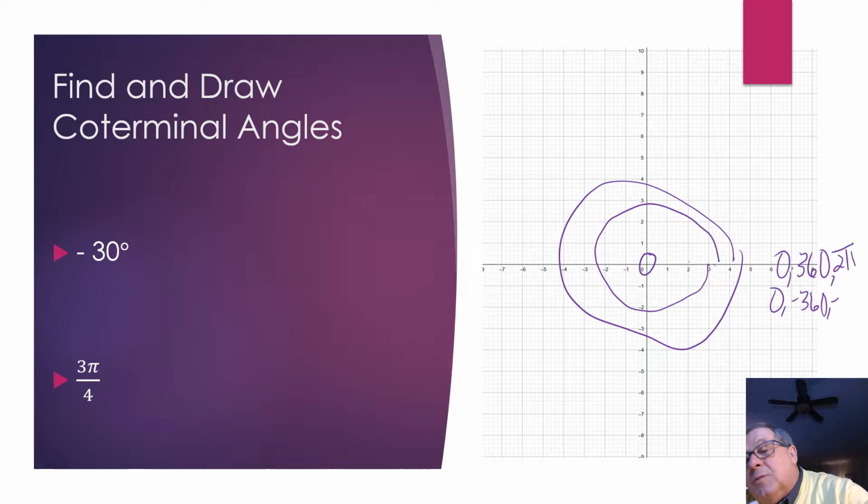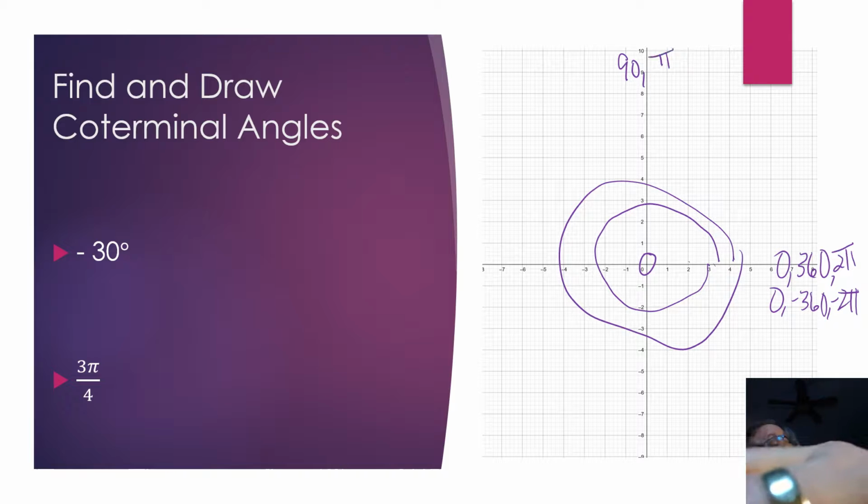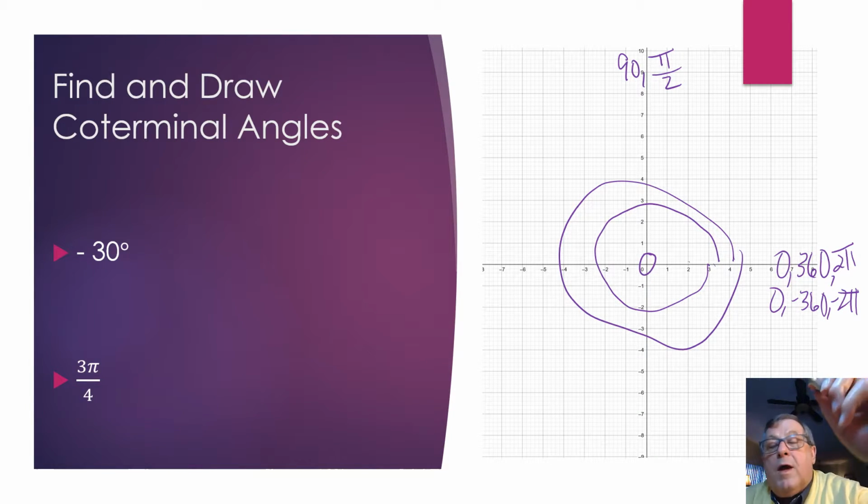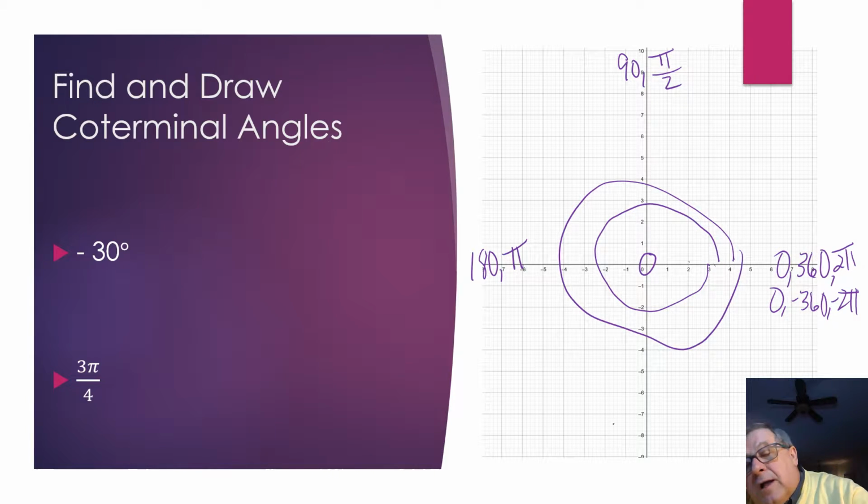or negative 2 pi. Now up at the top of the y-axis, we're talking about either 90 degrees or pi over 2 if we're talking radians. On the negative side of the x-axis, we would be at 180 degrees or pi in radians. And down on the negative side of the y-axis, this would be 270 degrees or 3 pi over 2.